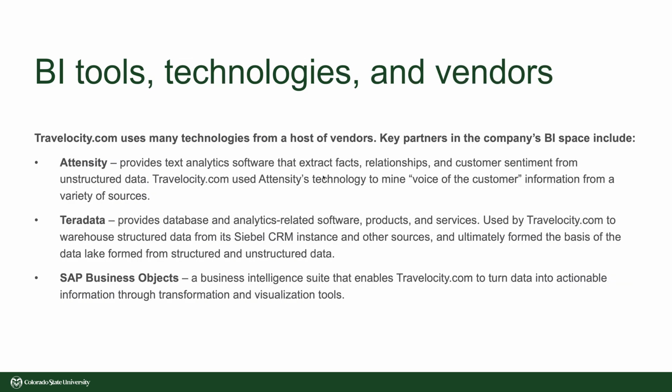All right, so how did they do this, or what tools did they use? Travelocity uses or used several technologies from a host of vendors, and I would call the top 3 partners in the BI space the players on the screen. So first and foremost, Intensity provided the text analytics software that enabled Travelocity to mine those facts and relationships and customer sentiments from their unstructured data. Again, that enabled them to look for this voice of the customer information.